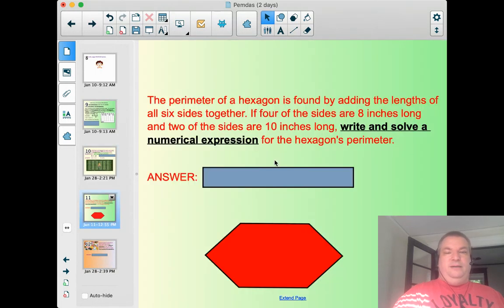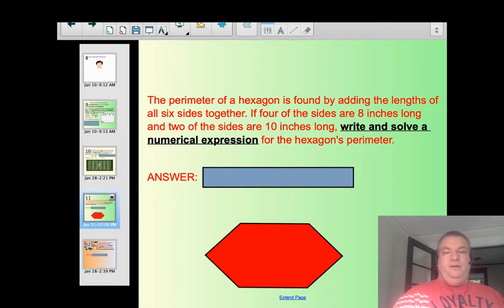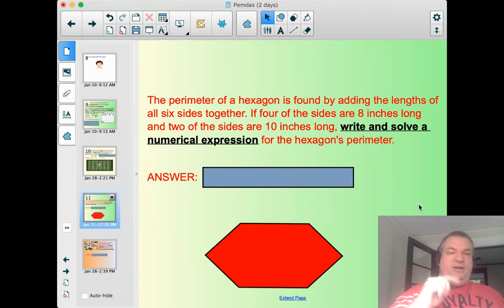All right. Let's look at this one. So we've got the perimeter of a hexagon. Some of you may remember from earlier in math that you find perimeter by adding up all the sides. So we have 6 sides. I'm going to take the lengths of all the sides and add them together.